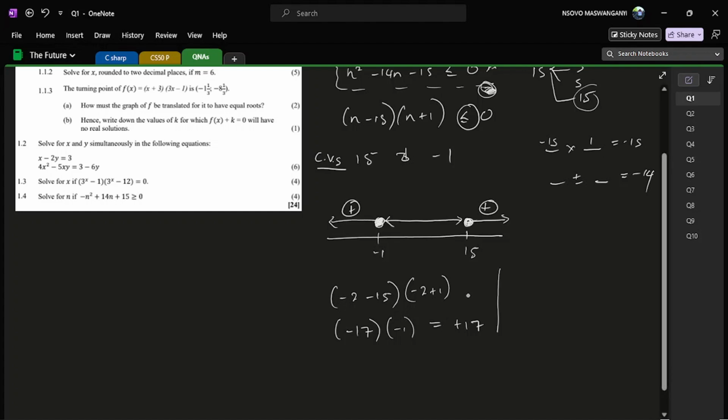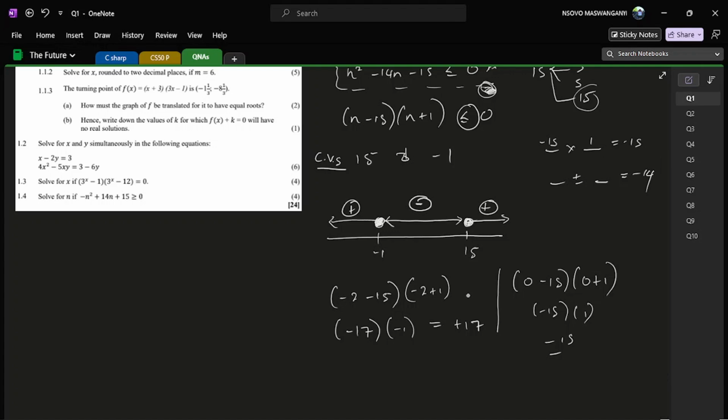So we're going to try a number that is greater than -1, let's say 0. So we're going to say 0 here, -15, and 0 plus 1. Here we're going to get -15 times 1. The answer is -15, and the answer is negative. So they are looking for where the answer is negative, which means the answer should be between -1 and 15. And because the points are shaded, our answer is -1 less than or equal to n less than or equal to 15. So the answers are still the same, whether you're using the graph or the number line system.